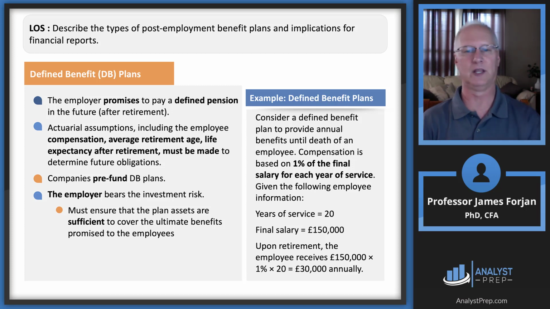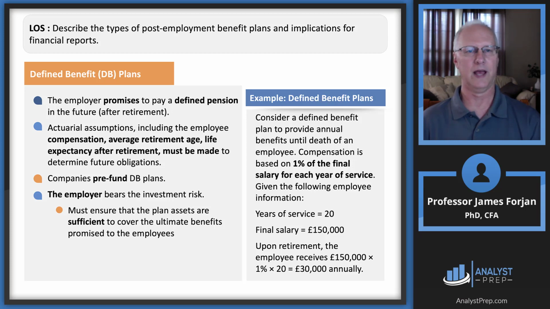So that sounds like a really good exam question. Compare the DC and the DB plans. And of course, there are lots and lots of differences, but the primary difference is who bears that investment risk. So look at that last circle point. The employer must ensure that the plan assets are sufficient to cover the ultimate benefits promised to the employee. And there's a good quick example over there on the right-hand side.